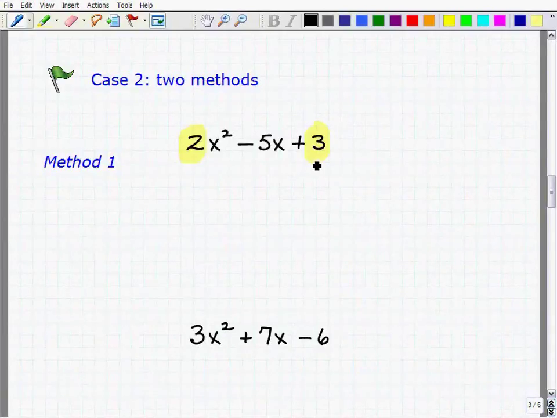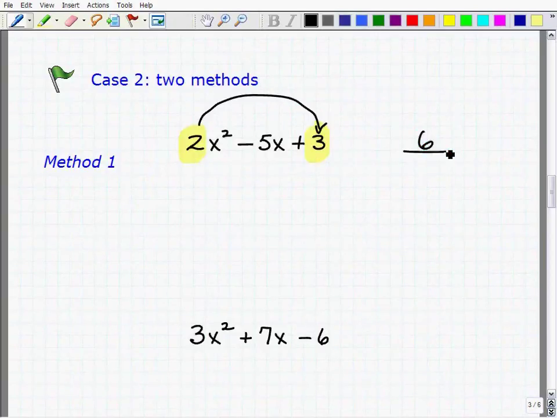I'm going to take that first coefficient, that leading coefficient, and we're going to multiply it by that last number. So 2 times 3 is 6. Now we're going to go through that factoring situation, and we are going to be looking for this middle number. So this is very similar to what we were doing before. So let's go through that.